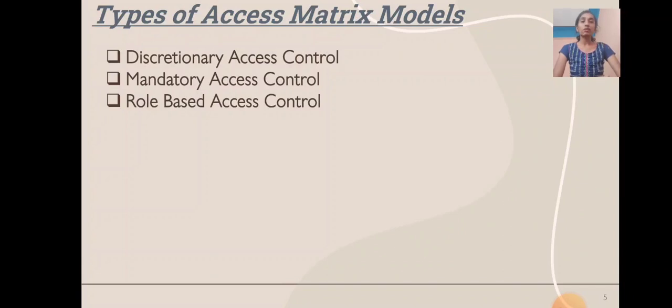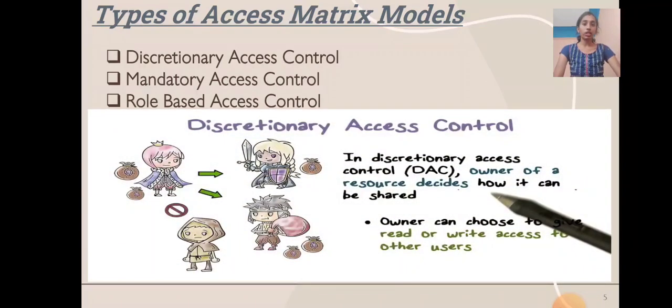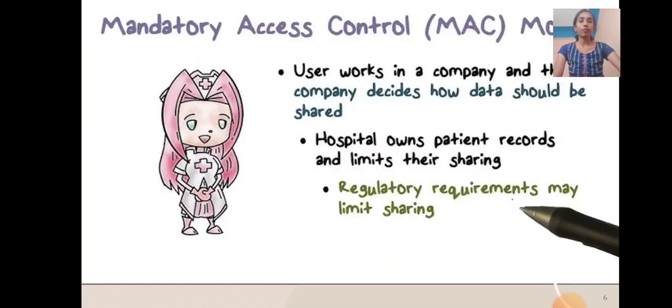And types of access matrix models, there are three types. First, discretionary access control, mandatory access control, and lastly role based access control. Let us see one by one. First, discretionary access control. In discretionary access control, the owner of the resource decides how it can be shared. The owner can choose to give read or write access to the other users.